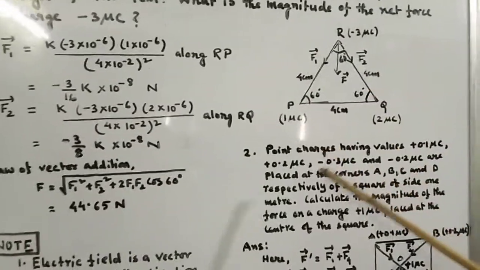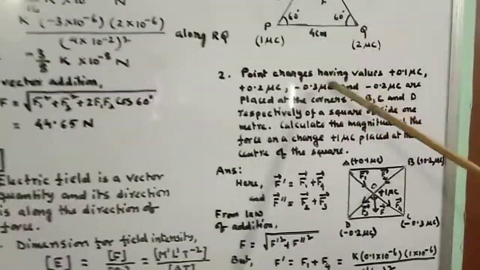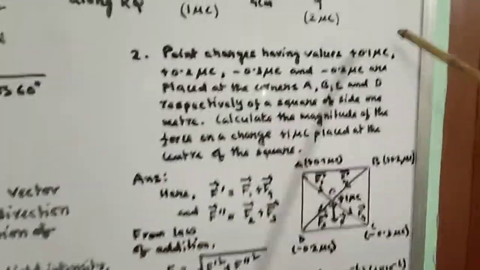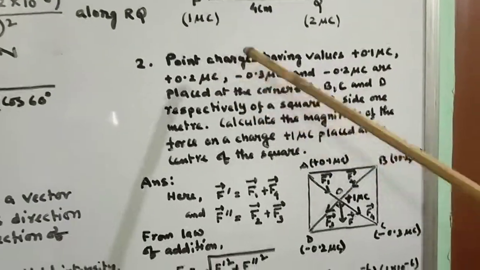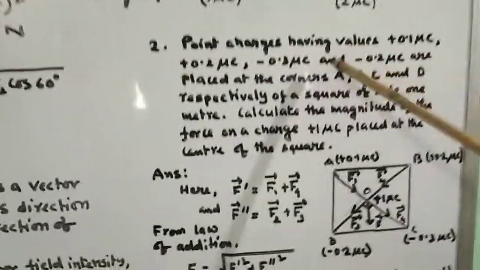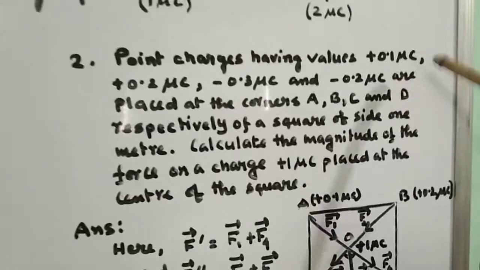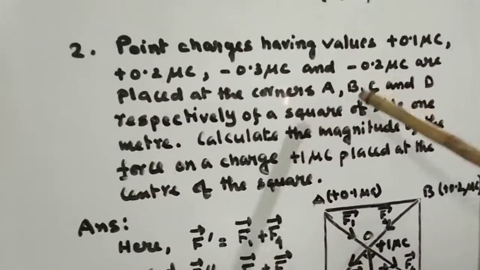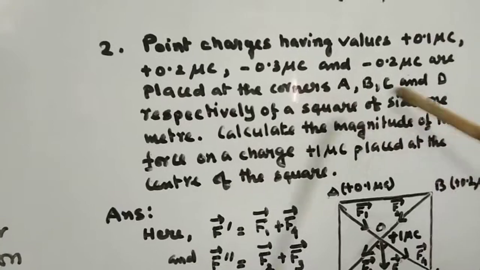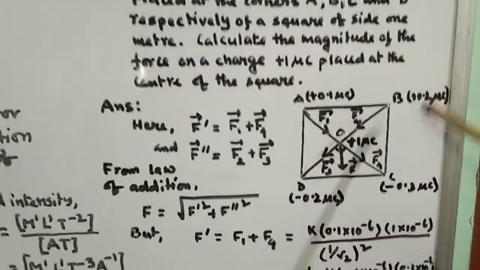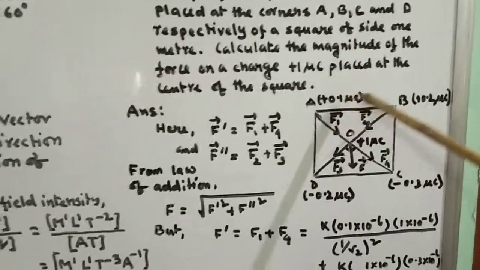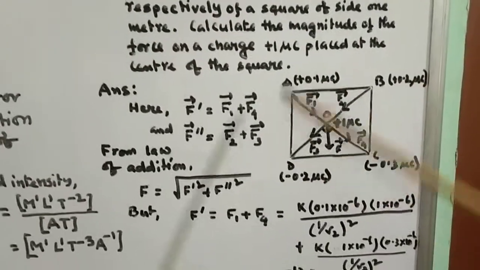Now the next application, this one: point charges having values 0.1 microcoulomb, that's positive, 0.2 microcoulomb, minus 0.3 microcoulomb, minus 0.2 microcoulomb are placed at the corners A, B, C and D respectively of a square of side 1 meter. So you see this figure, this is your square ABCD, and these are the charges placed at the corners of this square.